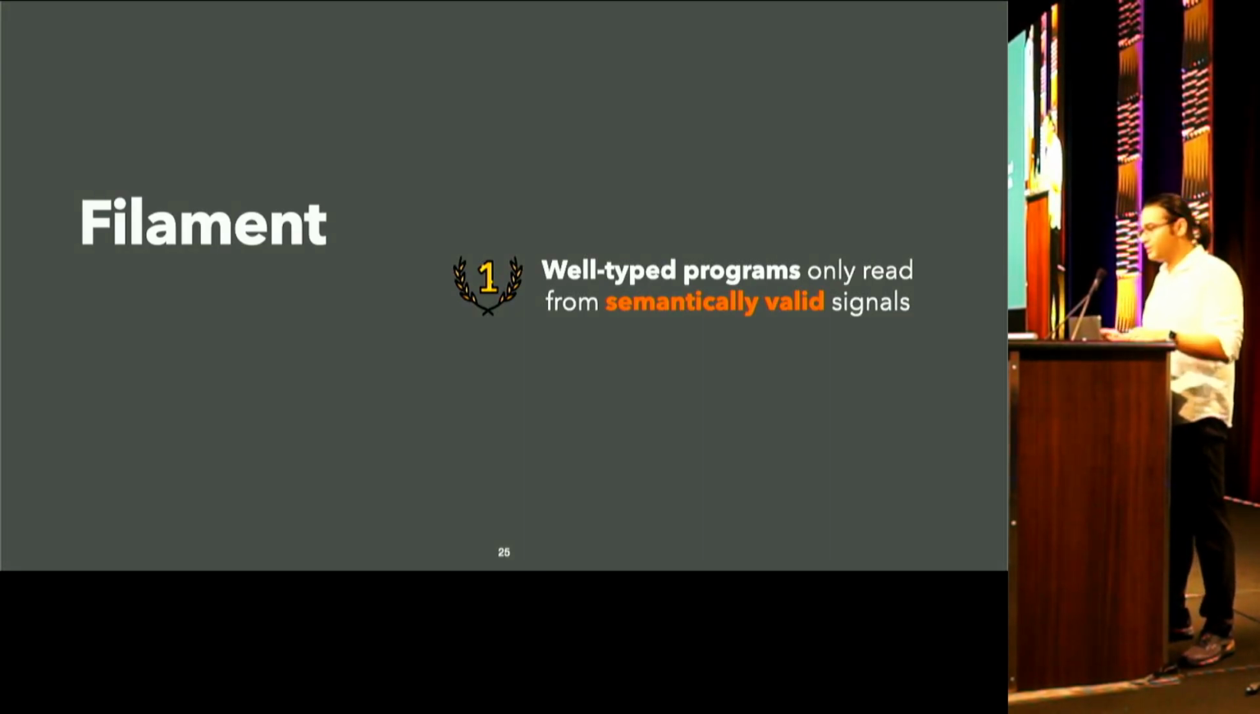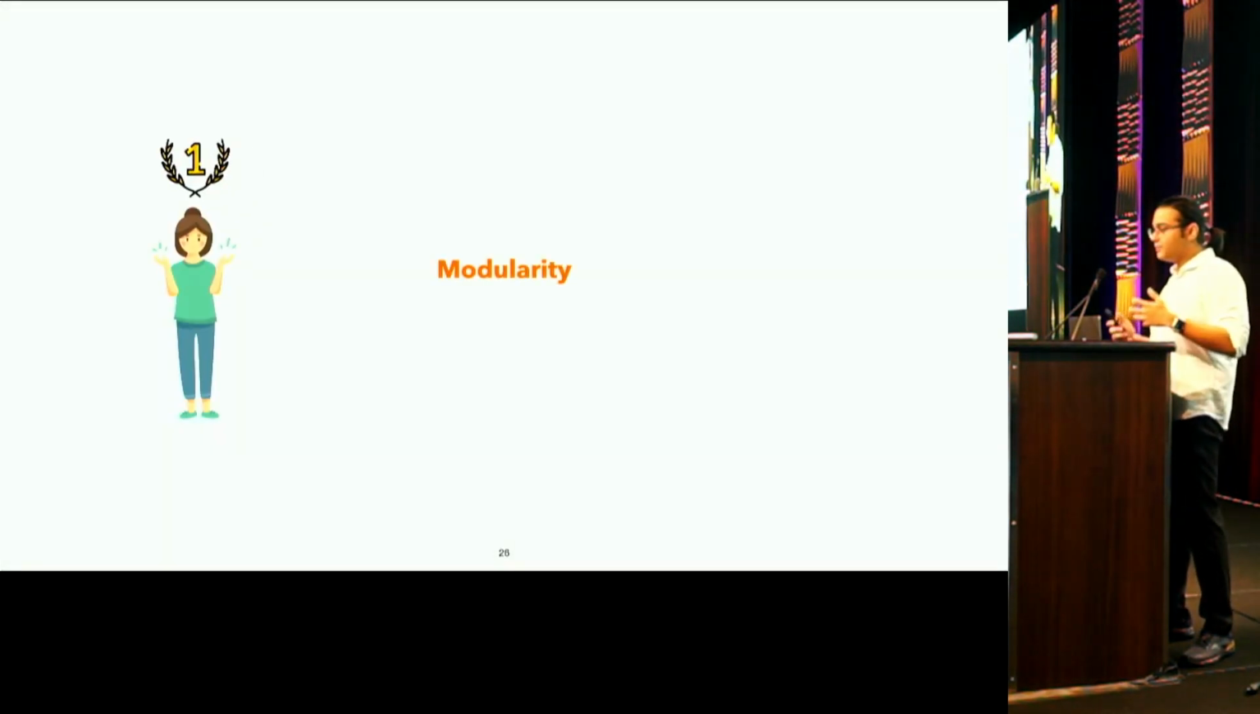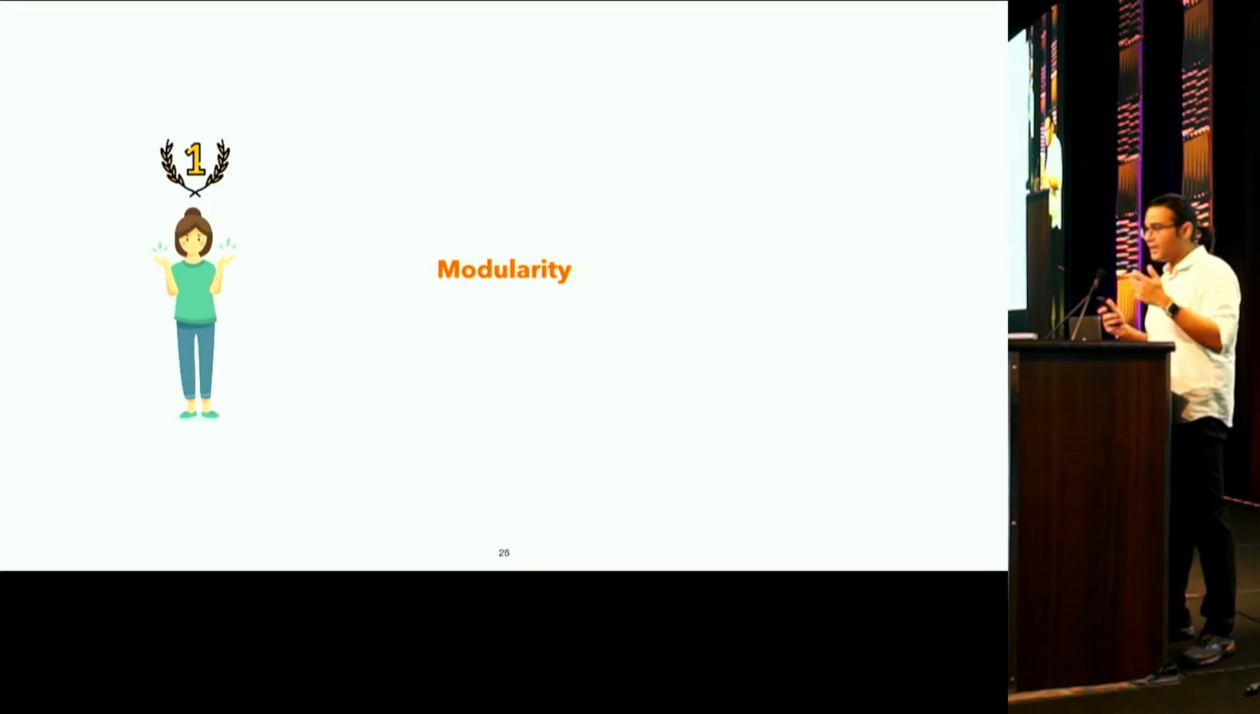So the well-formedness property that Filament is enforcing here is that well-typed programs only read semantically valid signals. And this allows us to reject any programs that have imbalanced pipelines. With this, we can build hardware designs that are modular. If the timing behavior of your design changes, Filament will give you an error message. But they're not quite efficient yet.